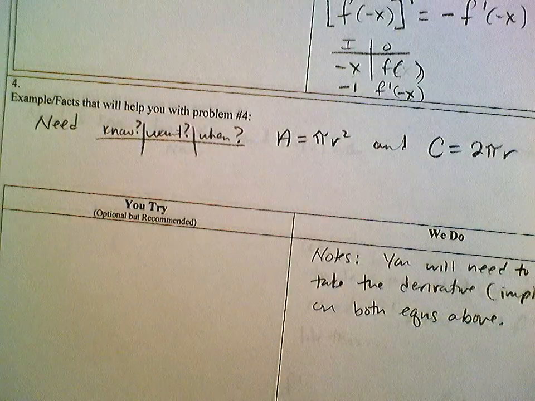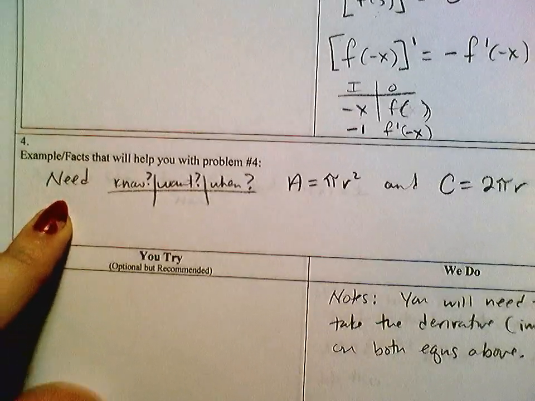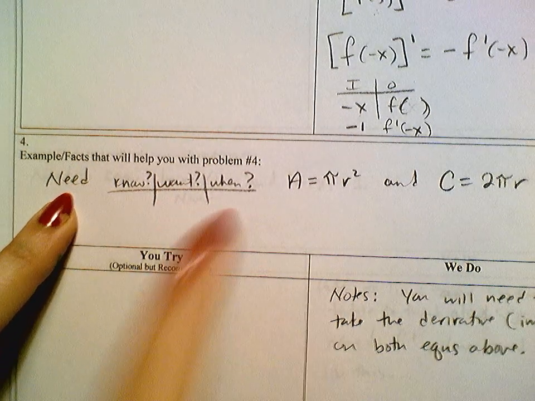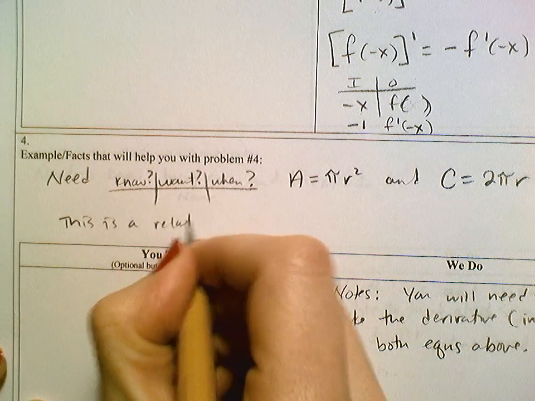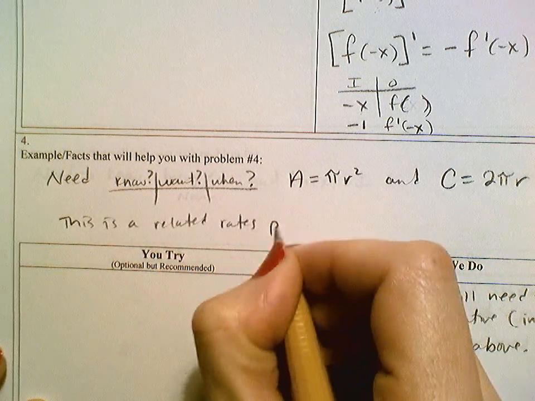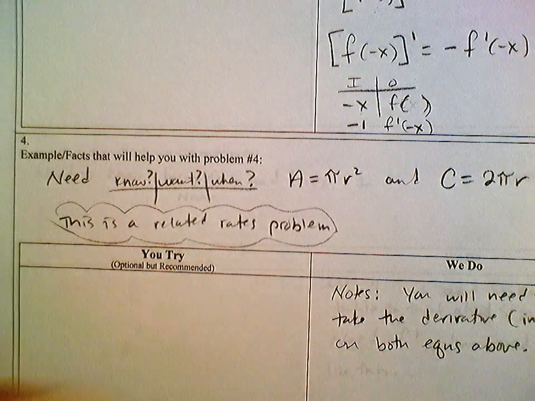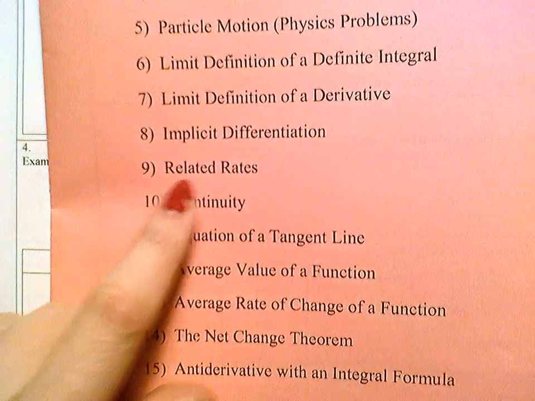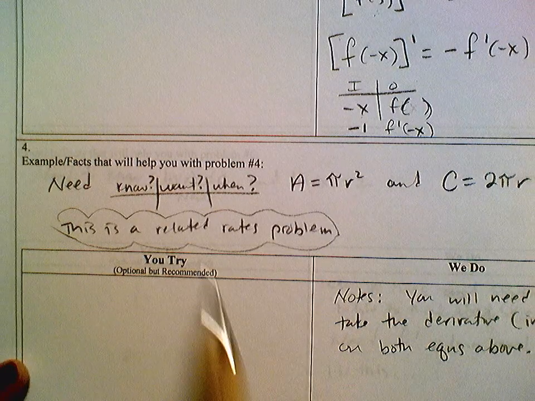Now this next one. Okay, so we're going a little faster now. So just write this down. Things that will help you: you need to think about what you know, what you want, and when. This is a related rates problem, so that would be good to know too. And in here, you can find related rates problems. So that would also help you.